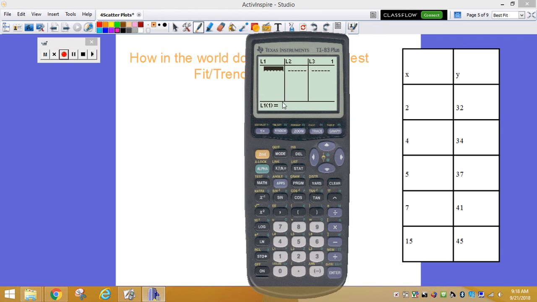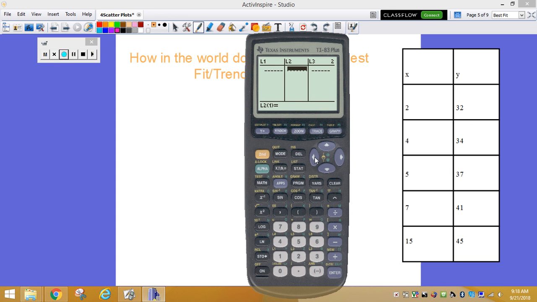Now, you may have some things typed in here. Let me type some stuff in and show you how to clear it out. If you have things typed, you can go up on top of L1, highlight it, and hit clear and the down arrow, and it will clear out your list. Same thing if you wanted to clear out L2. You'd hit clear and the down arrow, and it would clear it out.